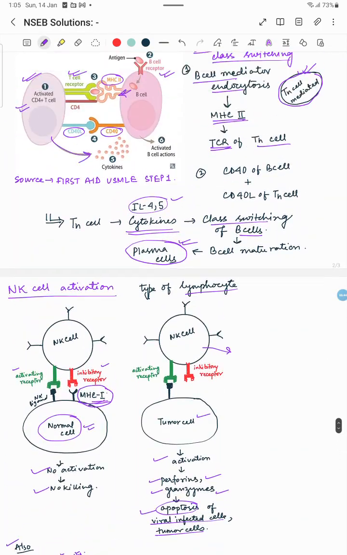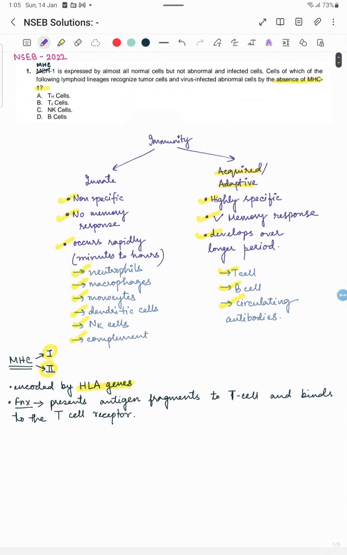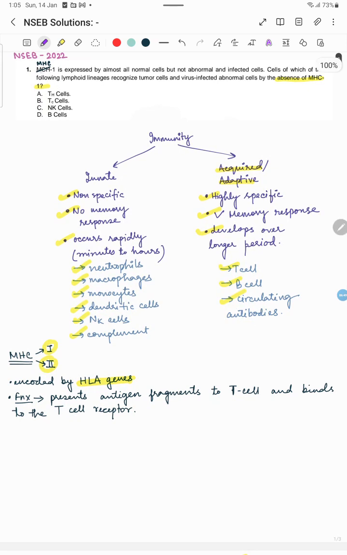So this is a vivid and also a crisp idea of how these T cells, B cells get activated. Now coming to our question once again. MHC1 is expressed by almost all normal cells, but not the abnormal and the infected cells. We have known about it. Cells of which of the following lymphoid lineages recognize the tumor cells and the virus-infected abnormal cells by the absence of the MHC1? Now we have learned it is the NK cells, that is the natural killer cells. In the absence of MHC1, there is no inhibitory signal to it, and it kills the target cells.